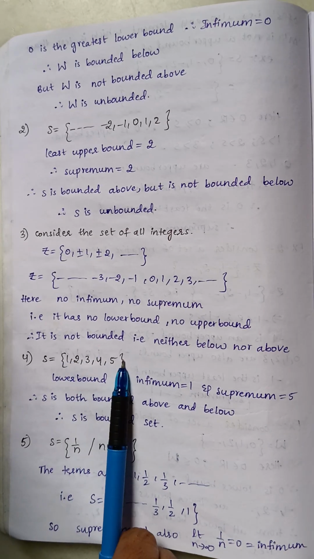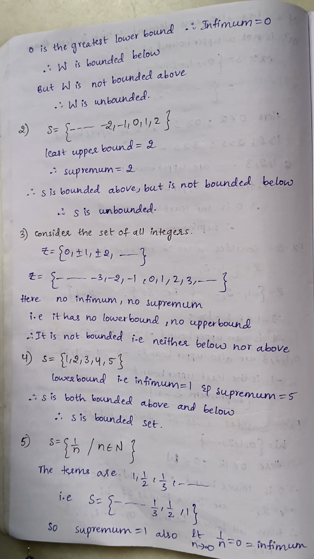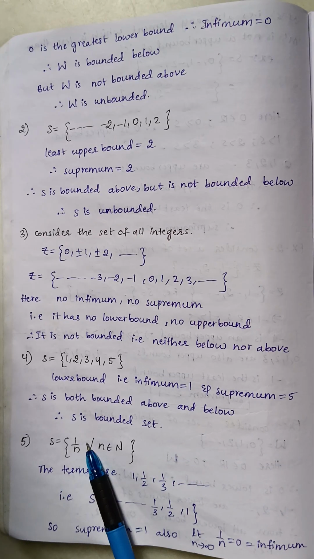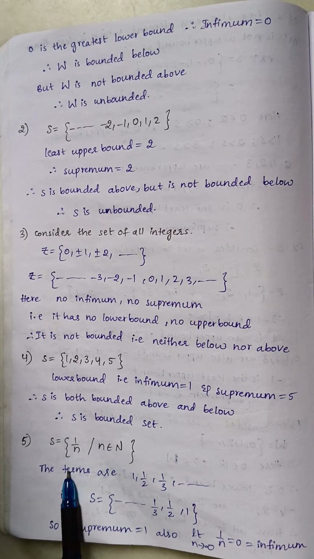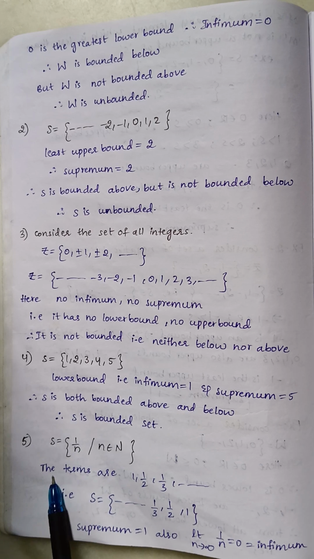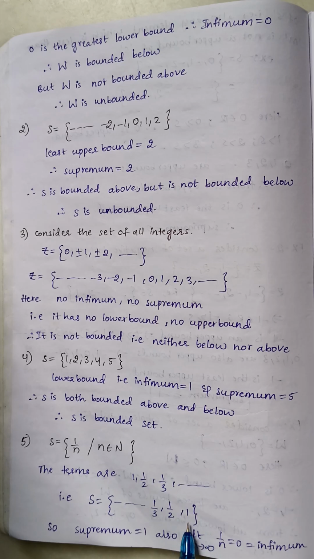In the set, the right-hand value is called the supremum. The left-hand value is nothing but the infimum. But here is one different problem. See here. Suppose 1 by n. 1 by n is a sequence. So what are the terms of 1 by n? When you are taking n equal to 1, 2, 3, 4, then 1, 1 by 2, 1 by 3 will come. So it is obviously in descending order. So make it into ascending order. Then the right end will be there. So obviously what we can say, it is the supremum. So the supremum is 1.